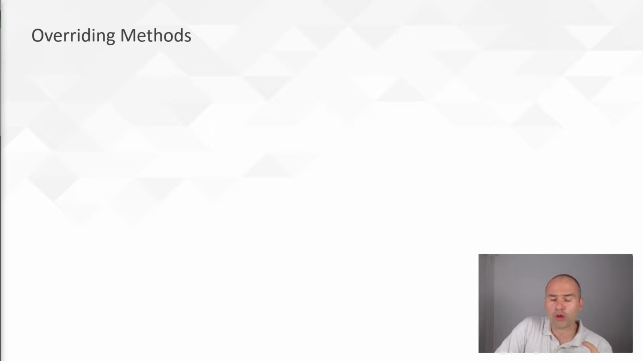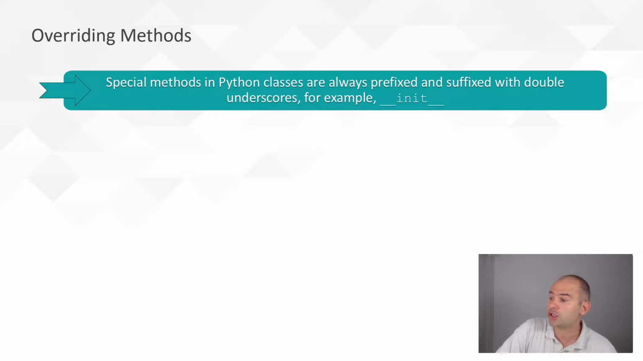Inheritance often involves overriding special methods. The example of a special method that we are familiar with is the initialization of an object method, the init. And these can be overridden, for example, when inheriting from a class.